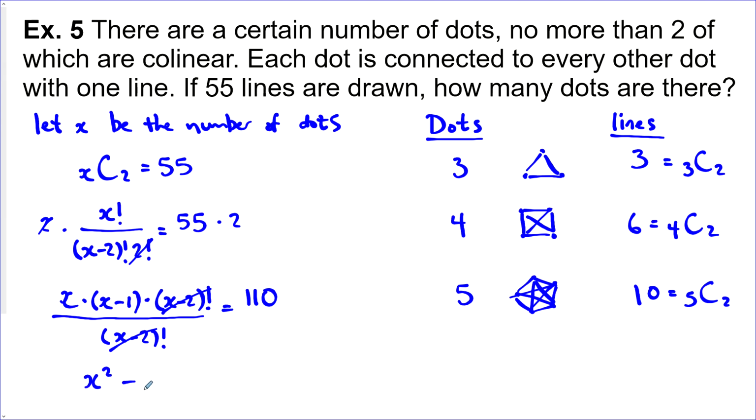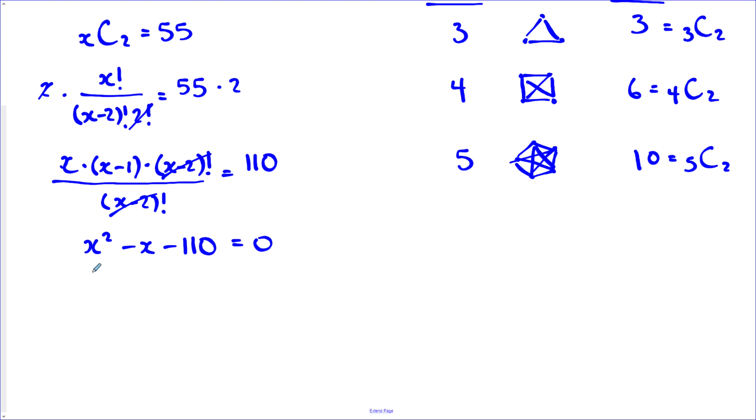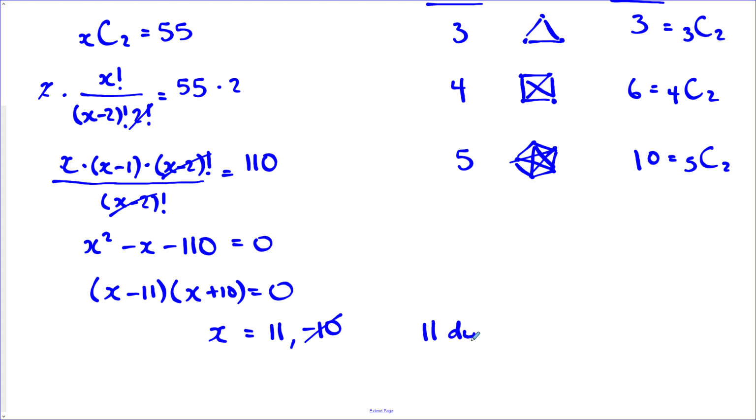So x squared minus x, bring this to the other side. And I can solve that quadratic to find x. I can solve it by factoring, in this case, x minus 11, x plus 10, and that would give me that x is equal to 11 and negative 10. Now, if we're choosing items here from a group, we can't have that group have negative 10, so that doesn't make sense. So our answer is 11 dots would create 55 lines.